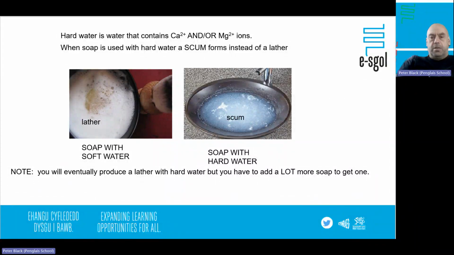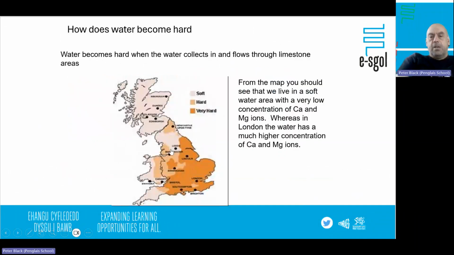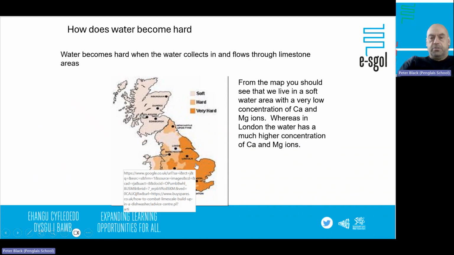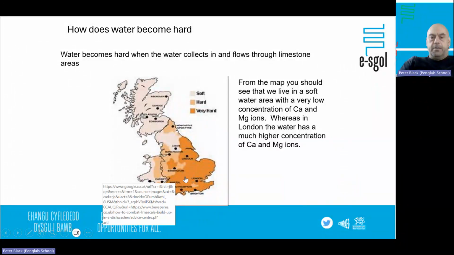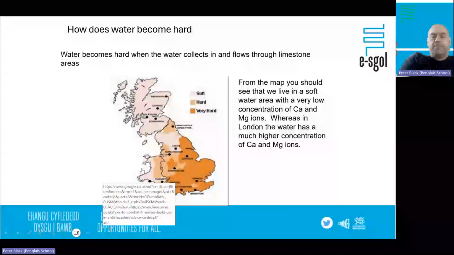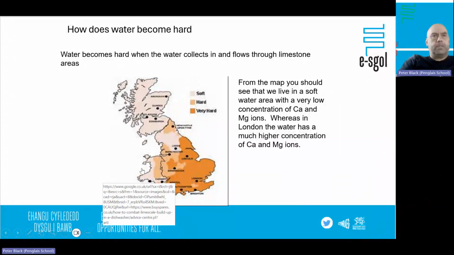Why do some areas have hard water, whereas other areas have soft water? It's to do with the type of rock you've got. Areas of the UK which have limestone and chalk as their main rock will be hard water. So if we go down to, for example, the southeast of the UK, Bristol, Bath, particularly known for its hard water. In Ceredigion, you can see we don't have much limestone or chalk or any of those kinds of rocks that contain calcium or magnesium. So we're actually in a soft water area.